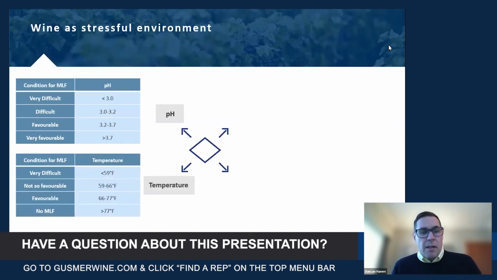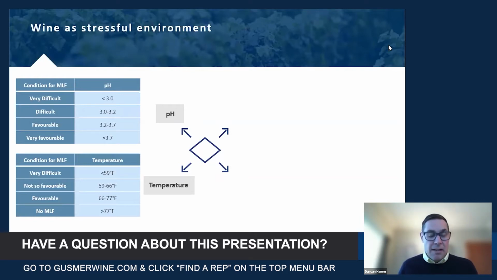The second point is temperature. Below 59 degrees Fahrenheit, we tend to see malo as either very, very slow or generally non-existent. Between 59 and 66, it can proceed, and we have strains that will proceed at this level. But really, the best range is between 66 and 77. Above 77, we start to see a slowdown again, and around 85 Fahrenheit, we start to see cell death.